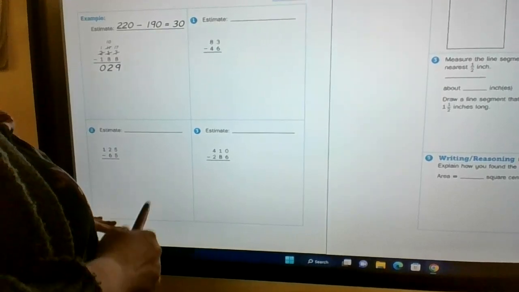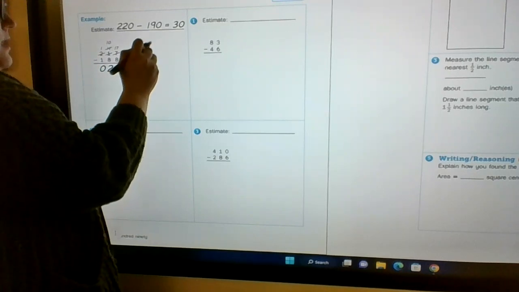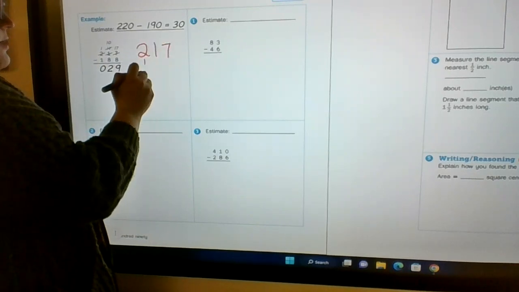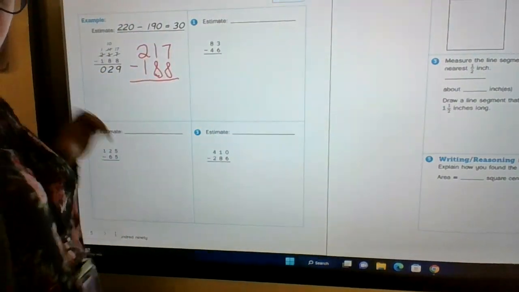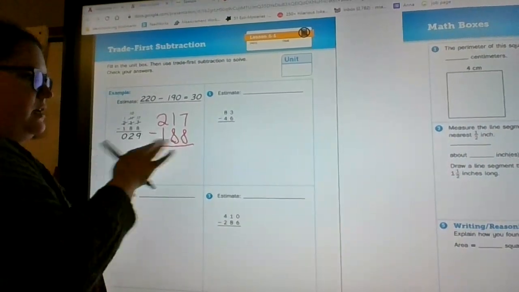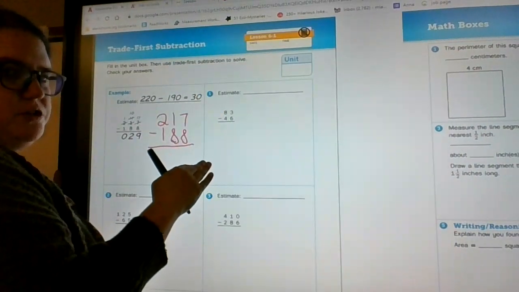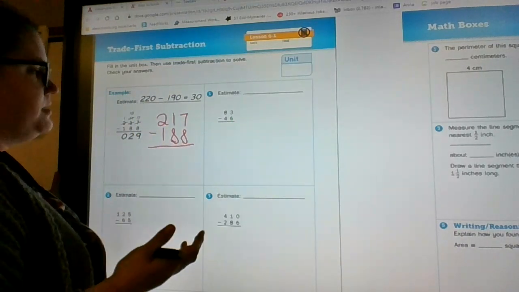So if you look at 190, I know they already did it for us. It was 217, take away 188, but let's do it together. Even though it's already done, I want you to see one more problem that Miss Taylor does before you do it all on your own. Okay? So again, you don't have to rewrite it. You can do it right on the page. It's just, it pops a little bit more if I rewrite it for you to see it.